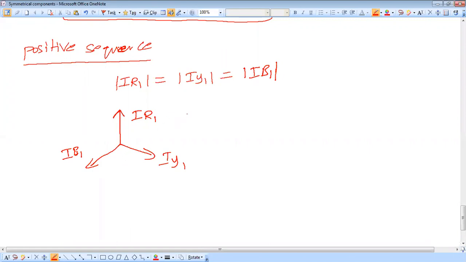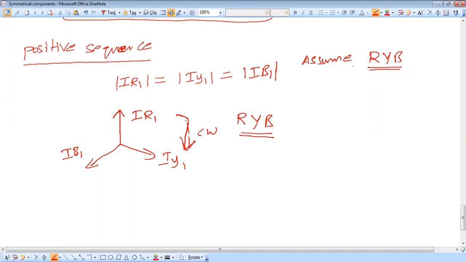In the last class we discussed that the phase sequence is always measured in the clockwise direction. In the clockwise direction, what phases are coming? R phase is coming first, later Y phase, later B phase. So it is an RYB phase sequence. My assumption is that my original system phase sequence is RYB.